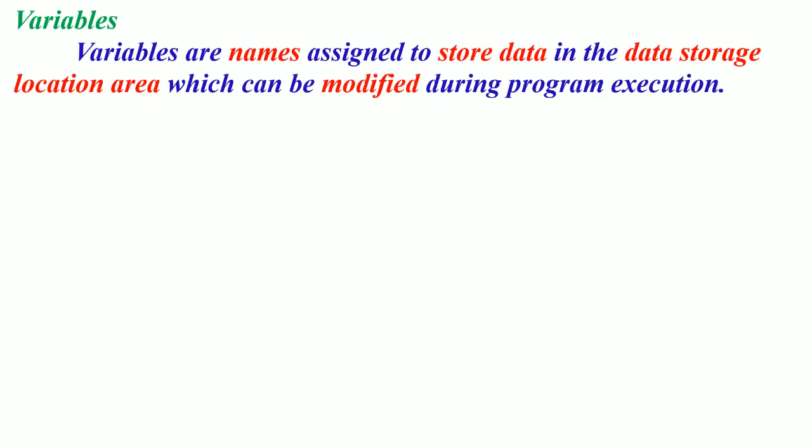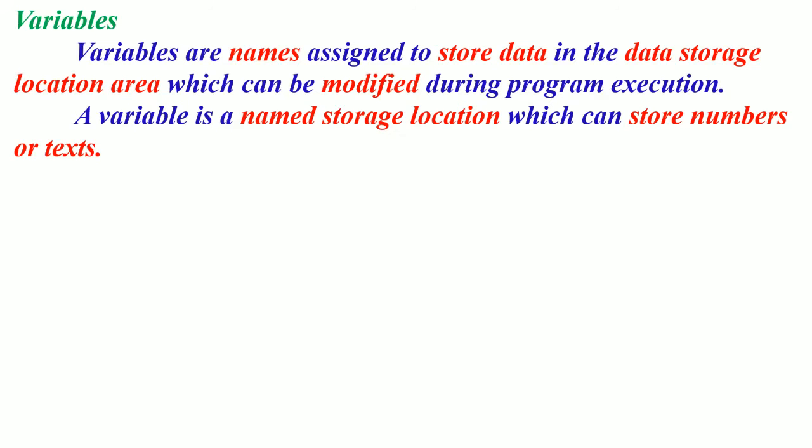Variables. I already told you the definition of the variable. A variable is a name given to the storage location. Now let us see in detail what is meant by variable. Variables are names assigned to store data. In the data storage location area, that value can be modified during program execution. So the variable value can be changed during the execution of the program. A variable is a named storage location which can store either numbers or text. So a variable may hold either numeric data or non-numeric data.